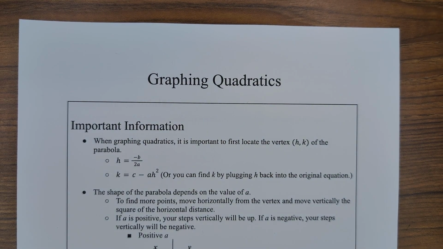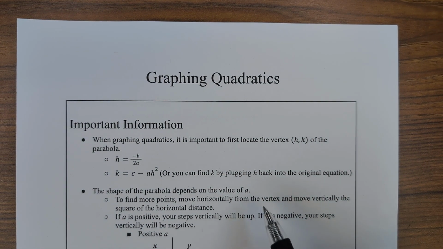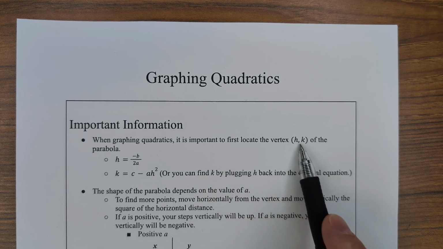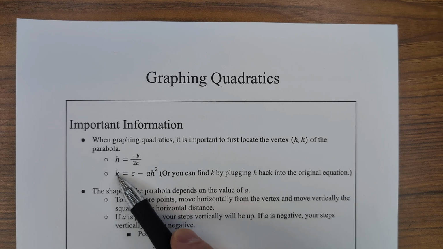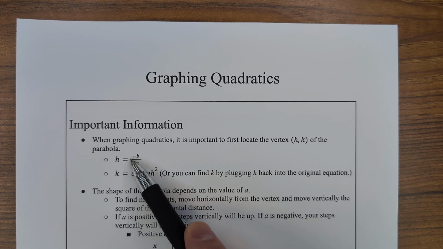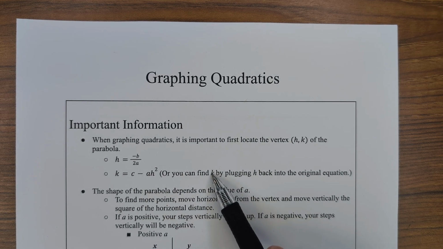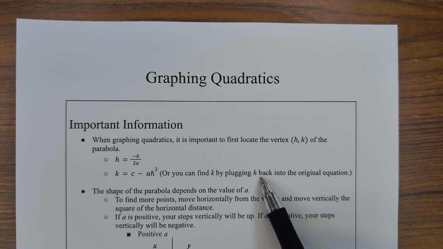Okay, we got the notes for graphing quadratics. Important information: when you graph quadratics, you first have to locate the vertex. That's at the point (h, k). Once again, the formulas to find the values of h and k: h is negative b over 2a, and k is c minus b squared over 4a, or you can find k just by plugging h back into your original standard form equation. The y value comes out.